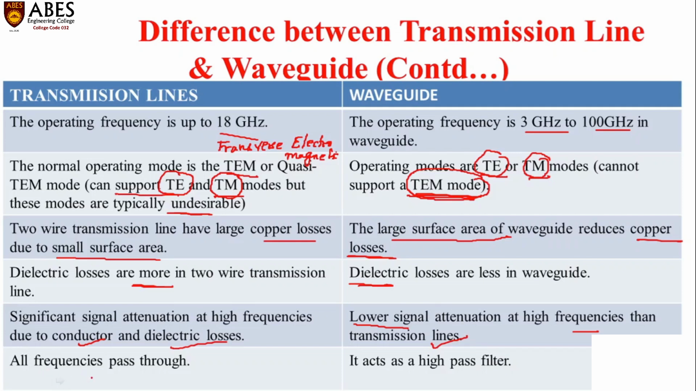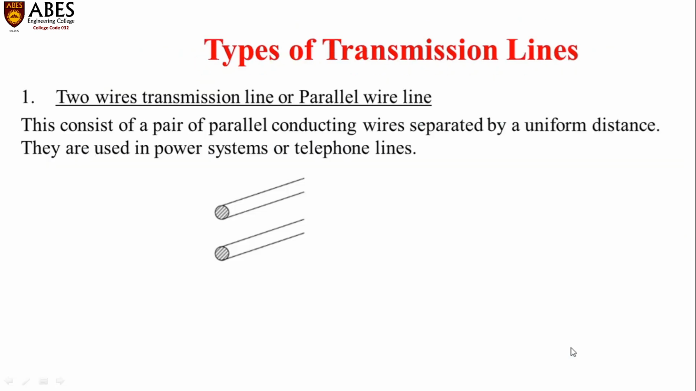In a transmission line, all frequencies pass through, but in the case of a waveguide, it acts as a high pass filter. So only the frequencies above a particular frequency, which is called the cutoff frequency, are allowed to pass. We can say that in the case of a waveguide, only the signals above the cutoff frequency are allowed to pass, and this cutoff frequency is decided by the physical parameters of a waveguide.